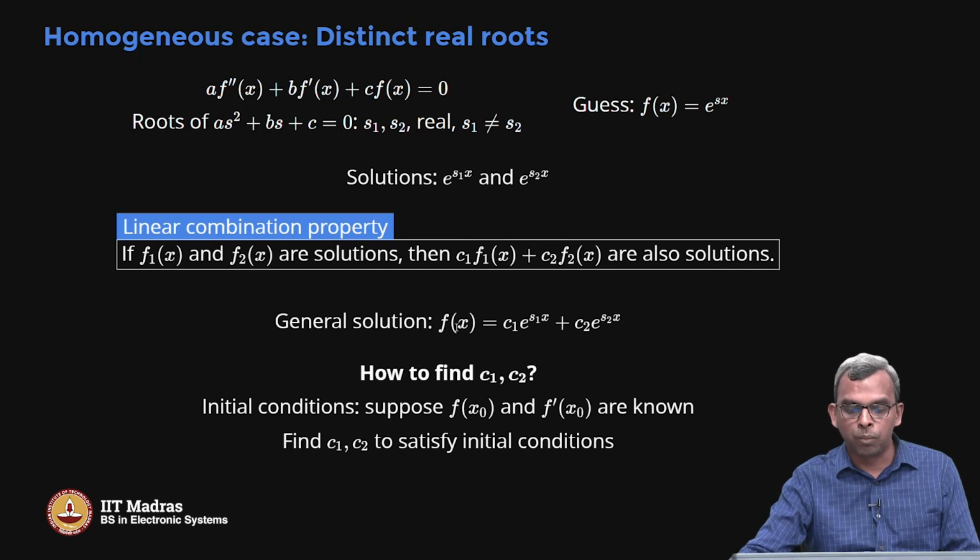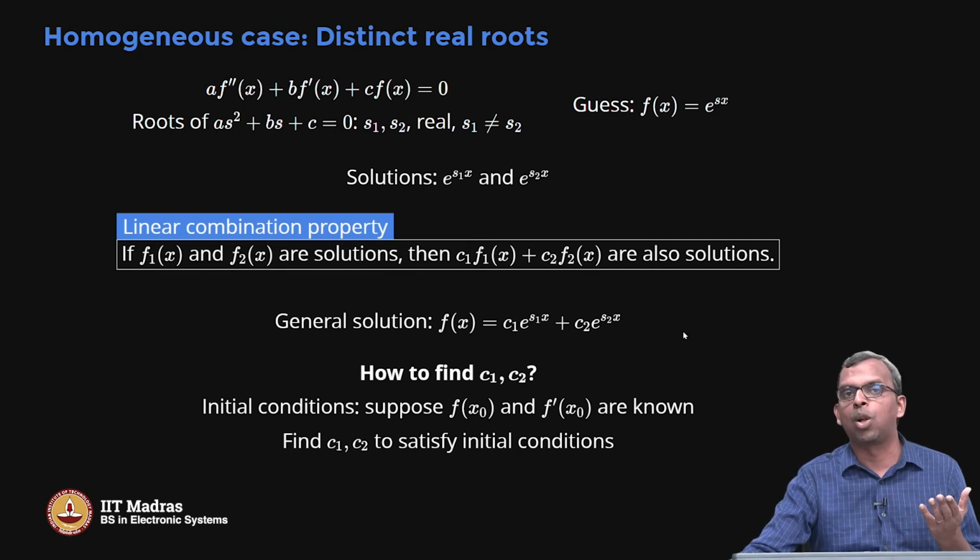If I know these two, I can do the substitution here. I can put f of x0 here. I will get one equation in terms of c1 and c2. I can do differentiation f prime of x, and it will be c1 times s1 times e power s1x plus c2 times s2 times e power s2x, and then I can put x equals x naught. I will get another equation in c1 and c2, and I can solve for c1 and c2. So notice how it's working out very nicely.